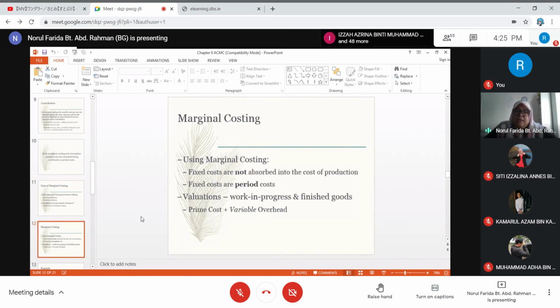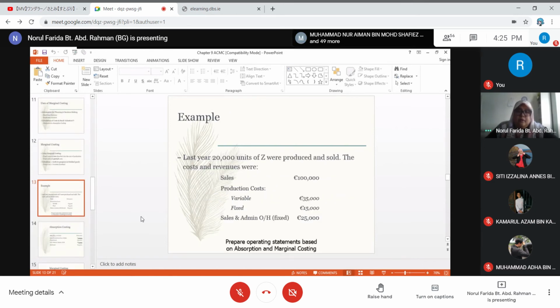Using marginal costing means that fixed costs are not absorbed into the cost of production and fixed costs are all period costs. Okay, ni by summary lah. Using marginal costing bermaksud fixed cost you tak absorbed into the cost of production. And kesemua fixed cost are treated as period cost. So you akan tolak for the period. Valuation for work in progress and finished goods is your prime cost, which is your direct material and your direct labor, plus with your variable overhead or variable production overhead. Okay, itu adalah untuk stock valuation.